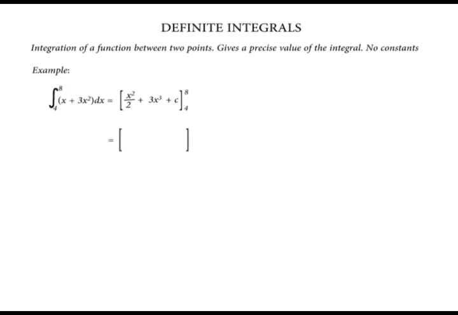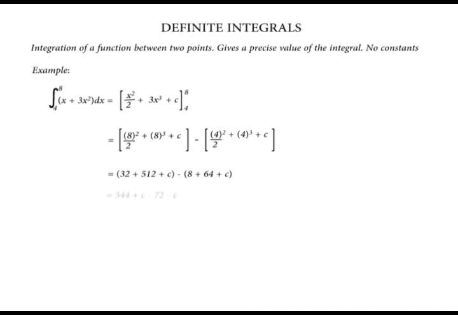So first we substitute 8 for x in that expression. So we shall have 8 squared over 2 plus 8 cubed plus c in one square bracket minus we substitute the lower limit, 4 squared over 2 plus 4 cubed plus c. We work that out and we shall get 32 plus 512 plus c in one bracket minus 8 plus 64 plus c.